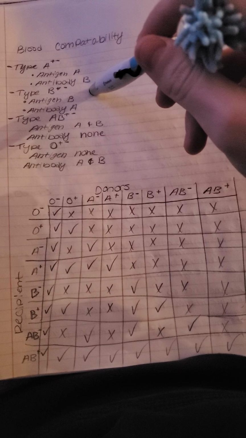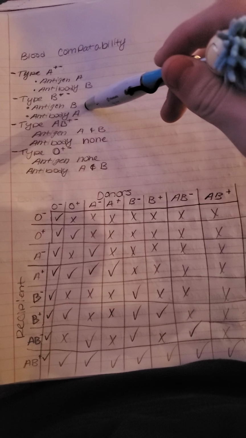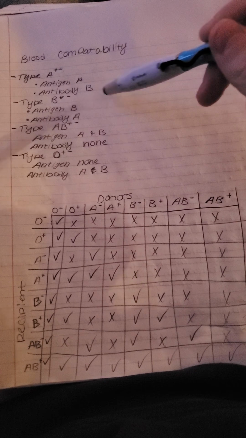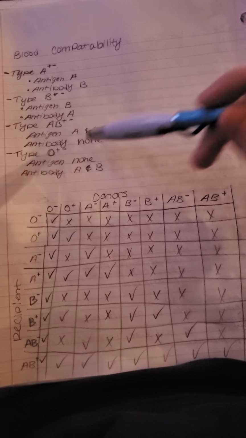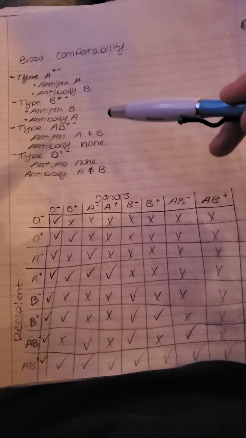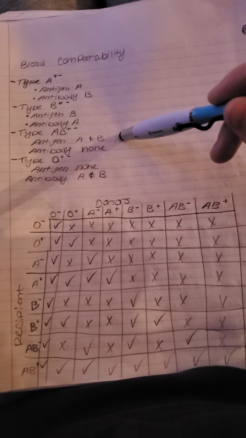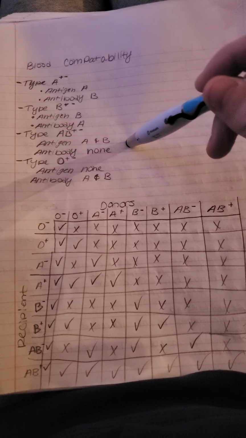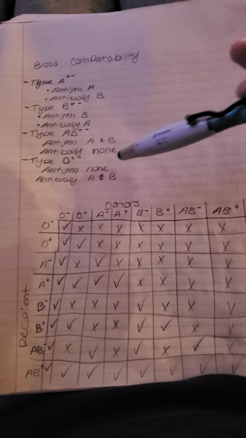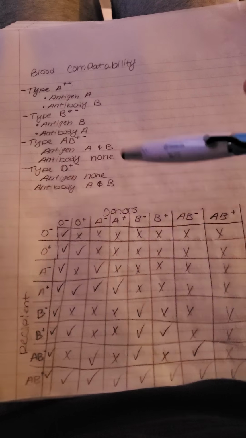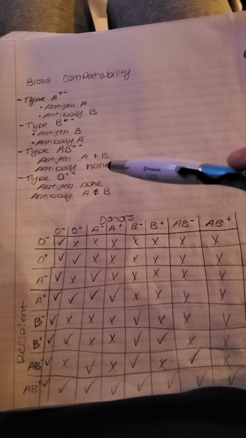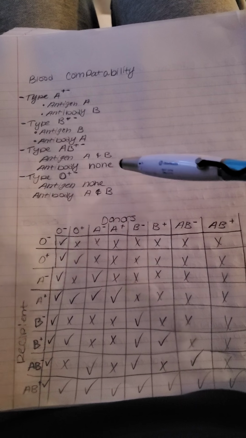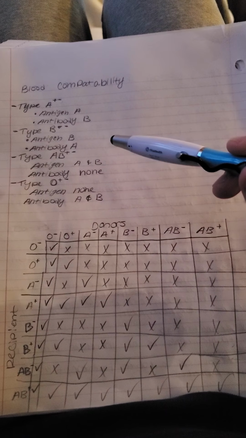And then type B is the reverse of that. It has antigens to B, so that it is compatible with B. And then antibodies to A, so it is not compatible with A blood. And then we have type AB, which has antigens to both A and B, and antibodies to nothing. So it can accept actually all kinds of blood. And we'll get into that a little bit, because AB negative technically can accept everything, but AB positive actually can accept every single type of blood. It's actually the universal acceptor.